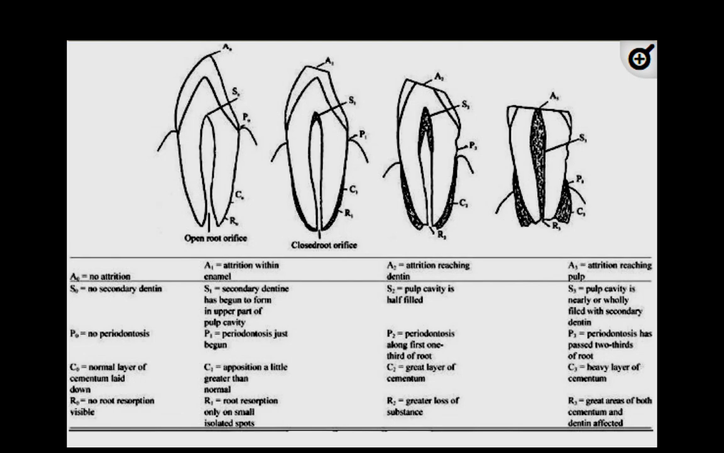And in the rightmost, the fourth diagram, A3, attrition reaching the pulp, and S3, pulp cavity is nearly or wholly filled with secondary dentine. And P3, periodontosis has passed 2/3 of the root, and C3, heavy layer of cementum, and R3, greater areas of both cementum and dentine affected, that is root resorption. So this is the detailed diagram.